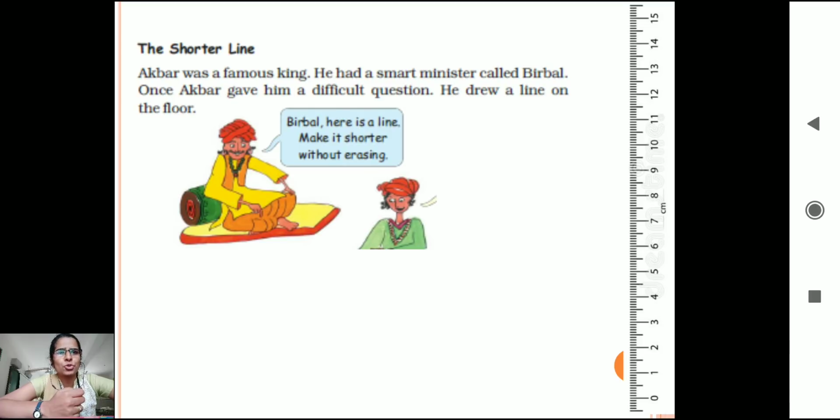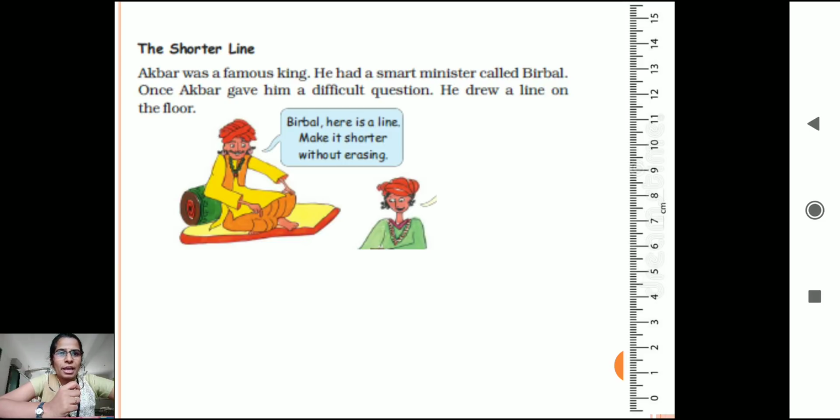There is a small story of Akbar and Birbal. Yes, you might have heard these stories in storybooks and in your English lessons also. Or you also go to the library, you would have issued Akbar Birbal's books, then you would definitely have read those stories. Now here is a small story about one of those. Akbar was a very famous king. He had a very smart minister called Birbal. So once, Akbar had given him a difficult question.